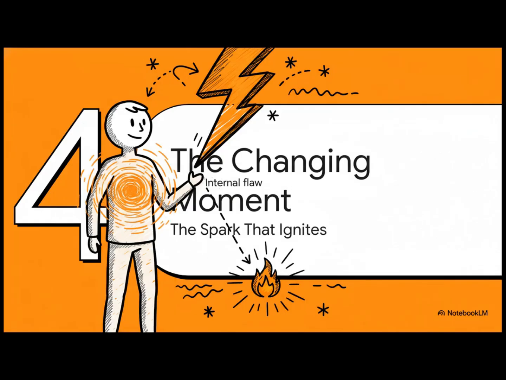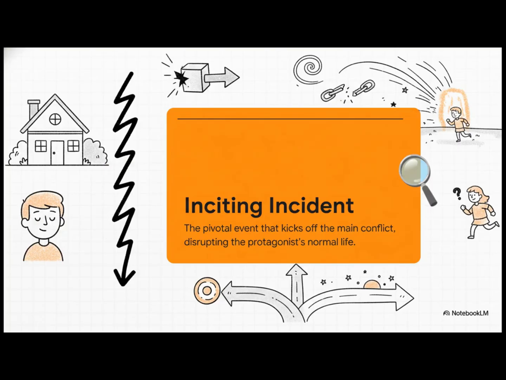Okay, so you've got your character and you know the lie that's holding them back. Now what? Well, you need a spark. You need to light the fuse. Every great story hinges on one single moment where the character's world is turned completely upside down. We call this the inciting incident. It is the pivotal event that completely shatters the hero's normal life, kicks off the main conflict, and forces them to act. There is a very clear before this moment and after this moment. It is the absolute point of no return.